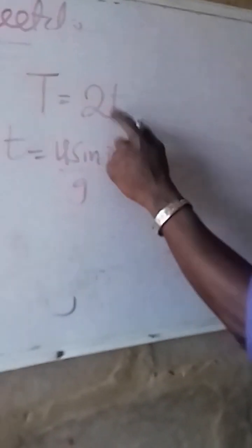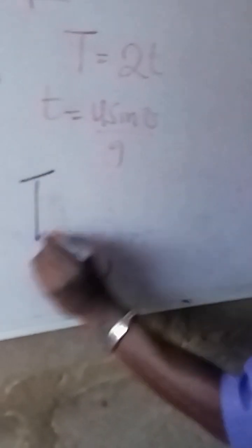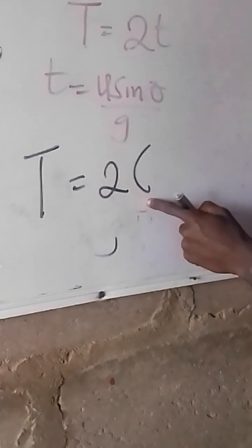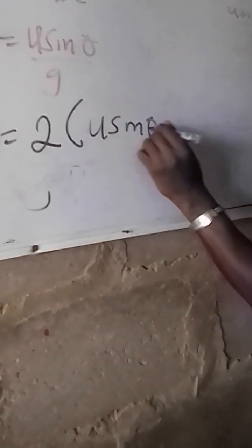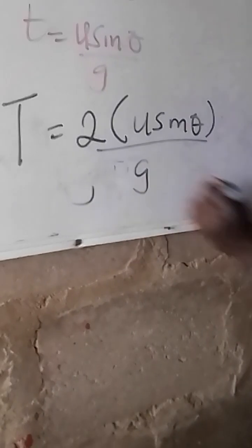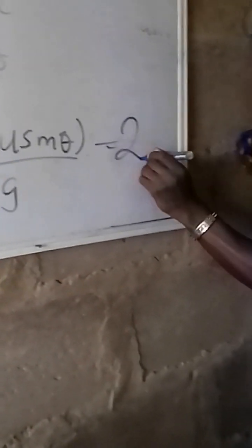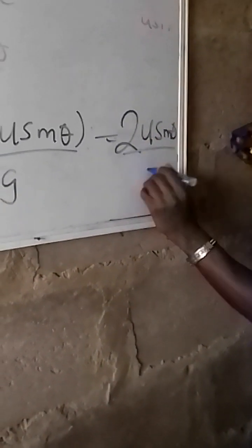Then note that what is the sign that is here? It is multiplication sign. It will now be T equals to 2 in a bracket. You can use bracket or you can use times anyhow. Equals to U sine theta all upon G. Now let's open it with 2. It will now be 2U sine theta all upon G. That's how you prove this.